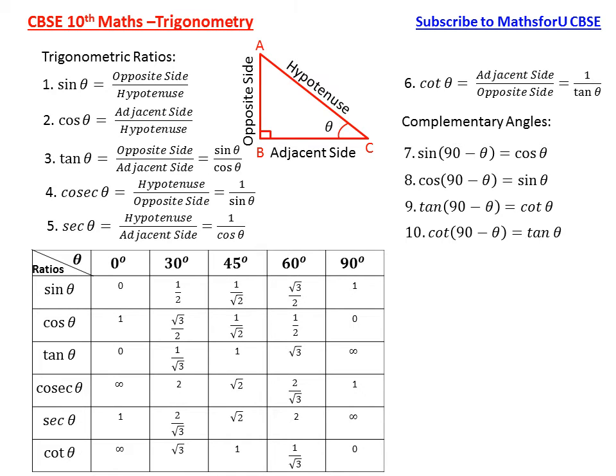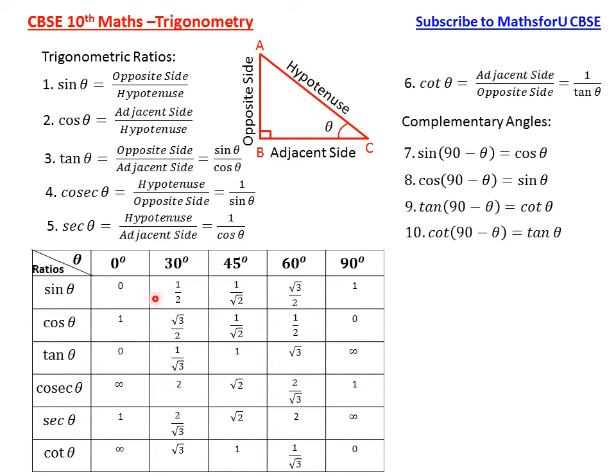Now we will see the ratio values. This is the table of values which you need to learn by heart. We are going to use these values while solving problems if they are given angles from 0 to 90 degrees. So sin 0 will be 0, sin 30 is 1 by 2, sin 45 is 1 by root 2, sin 60 is root 3 by 2, sin 90 is 1.